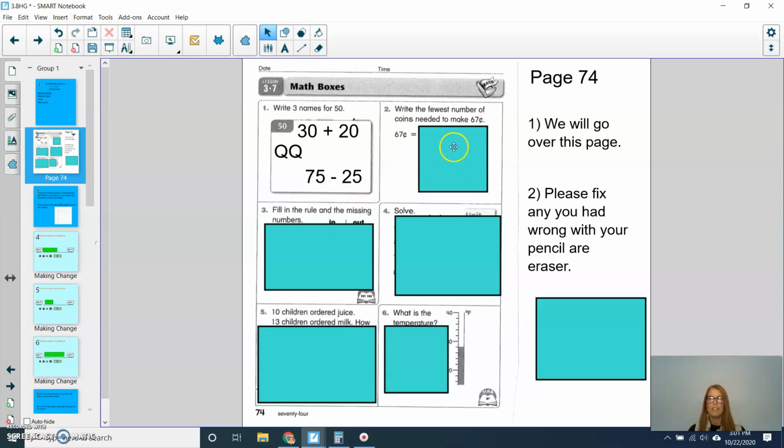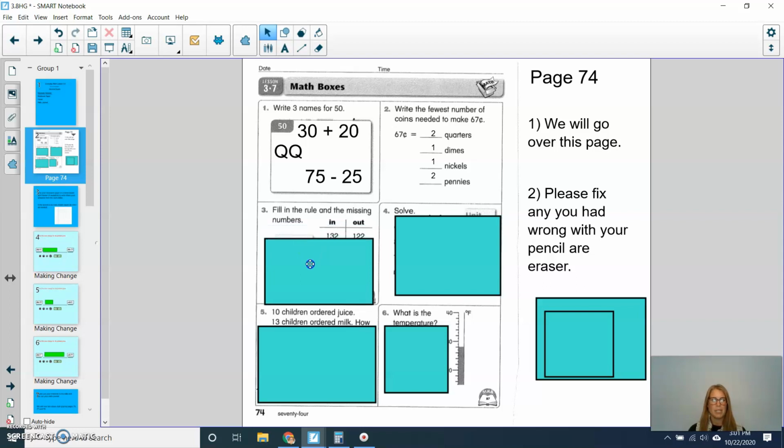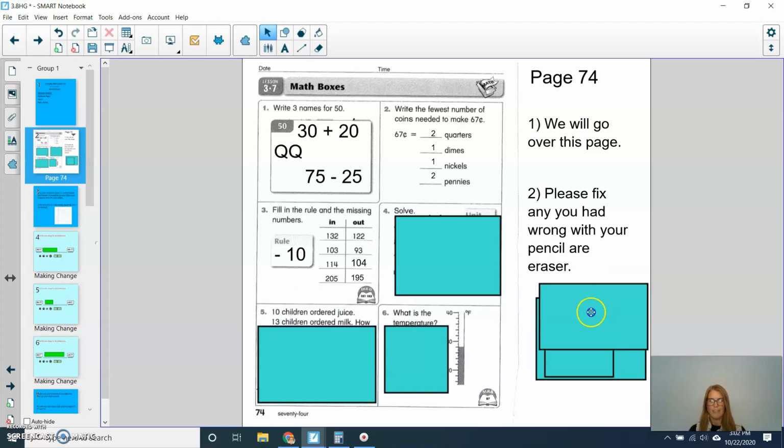For question number 2, write the fewest number of coins needed to make 67 cents. So I know that I could use 2 quarters because that would get me to 50, and then 1 dime would bring me to 60, 1 nickel would get me to 65, and then 2 pennies would bring me to 67 cents. For question number 3, fill in the rule and the missing numbers. So going from 132 to 122, I know that my rule is minus 10. And so then my missing numbers, I have 114 minus 10 would get me to 104.